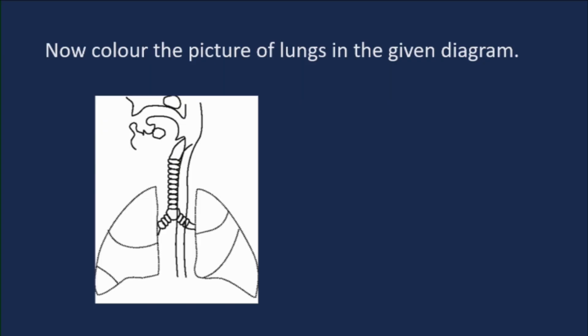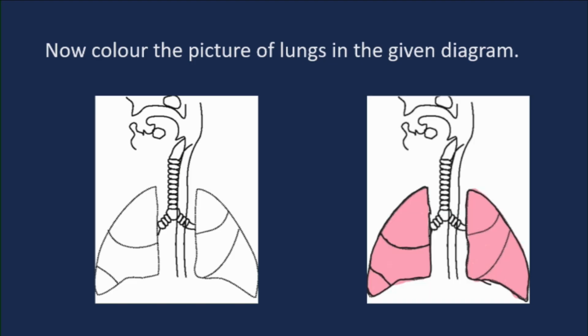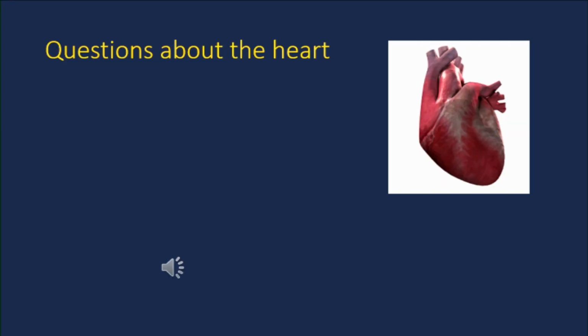Children, we have learnt about the respiratory system. Now, color the picture of lungs in the given diagram. Color it. Very good. Children, now look at this picture of heart.